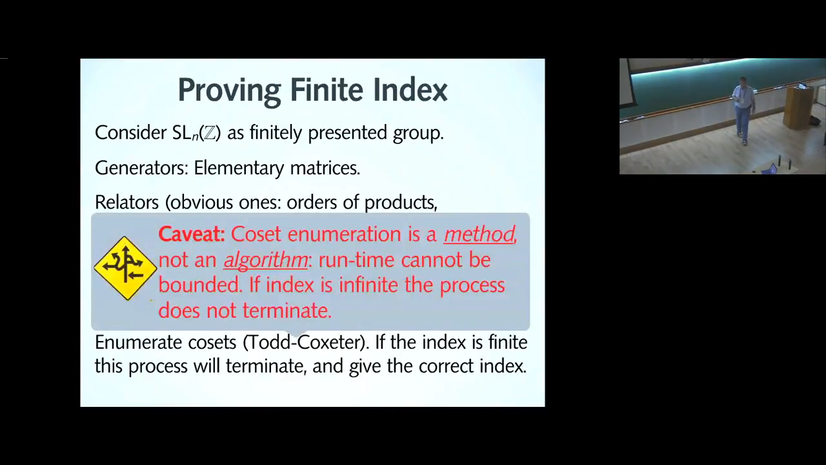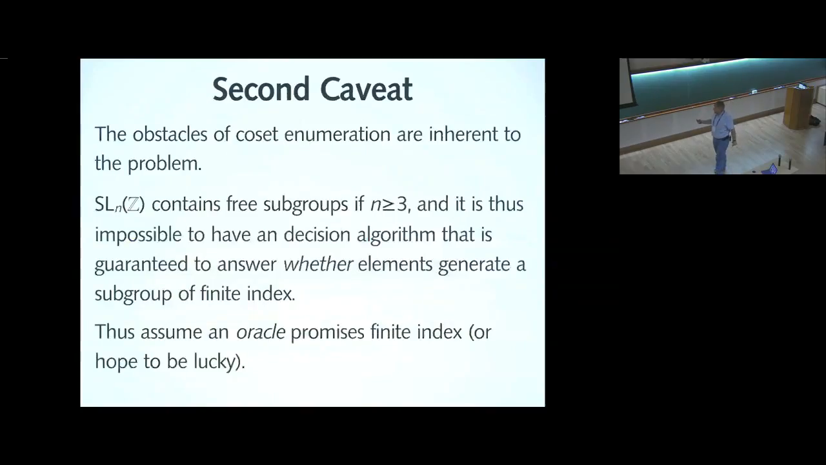But caveat, as I mentioned before, coset enumeration is a method. It is not an algorithm. It does not have a defined runtime. If the index is infinite, the process does not terminate. So if the enumeration runs, even if it has run for a few days, you don't know: is it because the index is infinite or is it just because you were not patient enough? So, a second, in some way related caveat: this is not just because we are not clever enough or haven't thought enough about it. This is inherent with the problem.